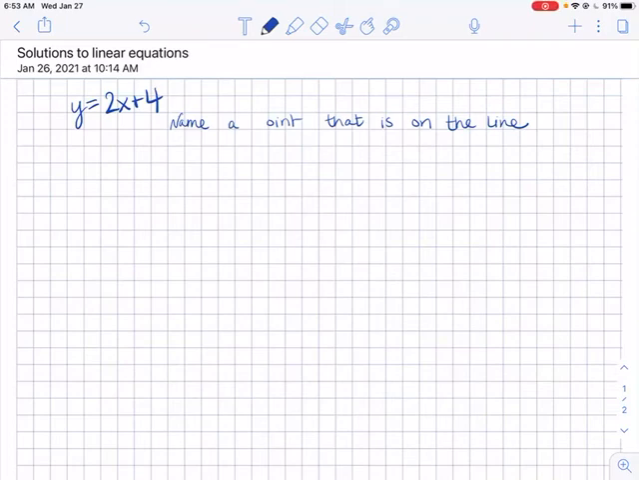So you have this prompt, y equals 2x plus 4, and it says name a point that is on the line. My students do this in several different ways. The first way is they have learned slope-intercept form, which this is in.